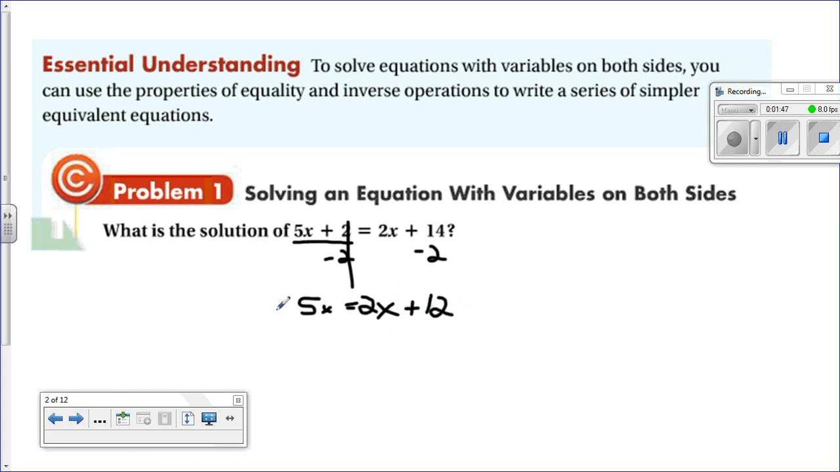Now, what do we do on this side? Well, we want to get all the x's on one side, and we already have the 5x all alone over here. So we're going to subtract 2x from both sides. When we do that, these cancel. 5x minus 2x is 3x equals 12. And now, divide by 3, both sides. Those cancel, and you are left with x equals 4.